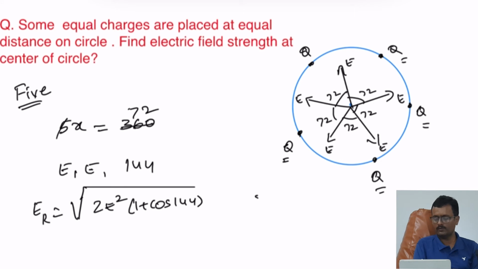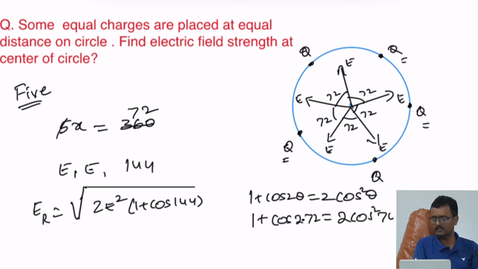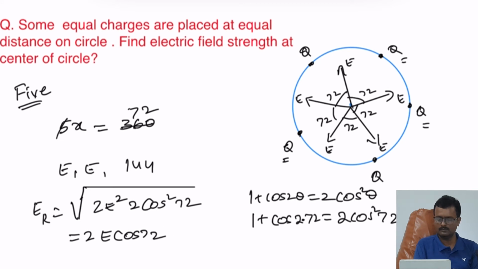We know 1 plus cos 2 theta is equal to 2 cos square theta. So 1 plus cos 144, where 144 means 2 into 72, is 2 cos square 72. So the root of 2 into 2 is 2, and the root of cos square 72 is cos 72. So this is E resultant vector, 2E cos 72.